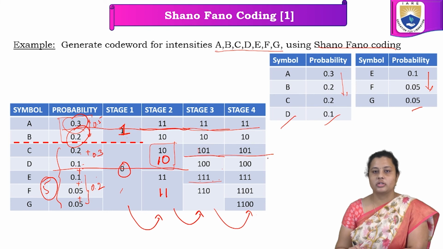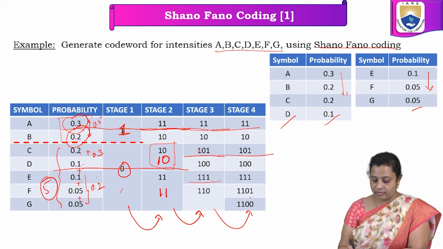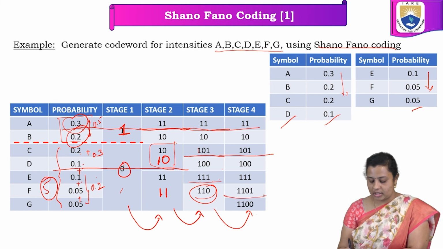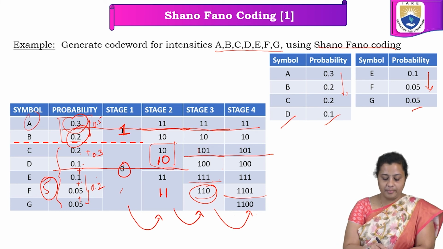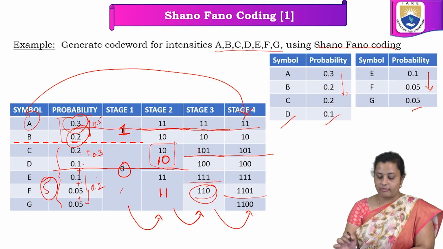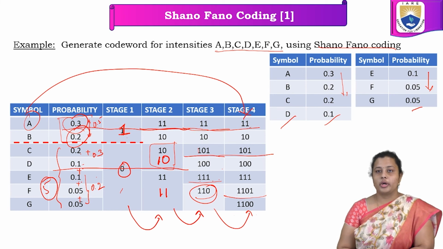So here we have already got subgroups, right? Each intensity value is in my subgroup. Now here, if you observe, this code value is to be further split. So I am taking it as 1101 and 1100, right? So at the end, symbol A is coded as 11. So this is the symbol and code word relation.